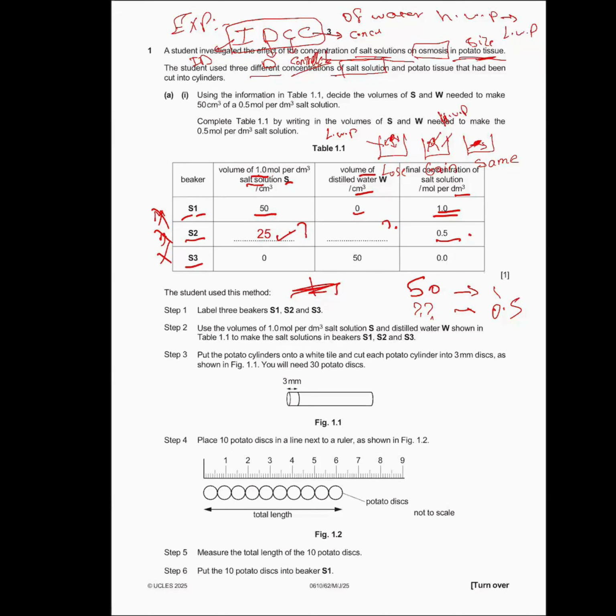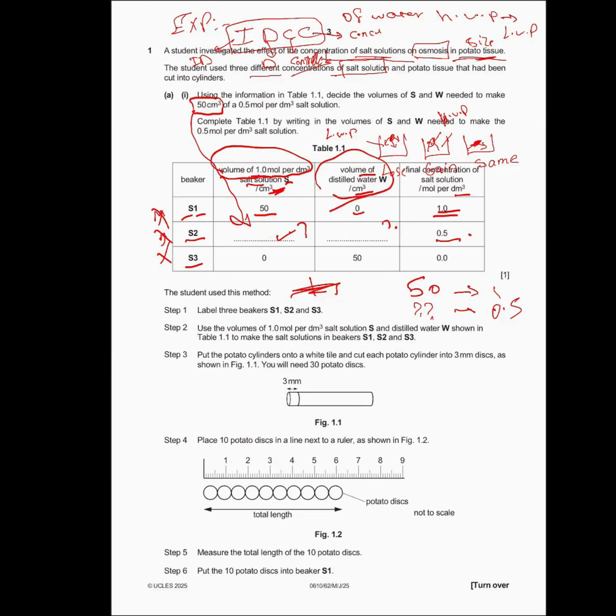But now we added 25 of the volume of the needed concentration. What is the volume of distilled water? The total volume that you need is 50 to make 50 centimeter cube. If you add out of these 50, 25 of the salt solution, the rest is distilled water. So the rest is also 25. The concentration is now 0.5.